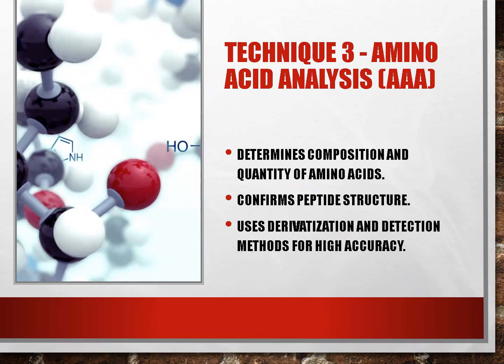Amino acid analysis, or AAA, is our third technique. It's a bit like doing an inventory check for your peptide's building blocks. AAA measures the composition and quantity of amino acids in a peptide, confirming the structure and making sure nothing is missing or out of place. Using advanced derivatization and detection methods, we ensure absolute accuracy, particularly important for therapeutic peptides, where even a small error could impact efficacy. Think of it as quality control at the molecular level.